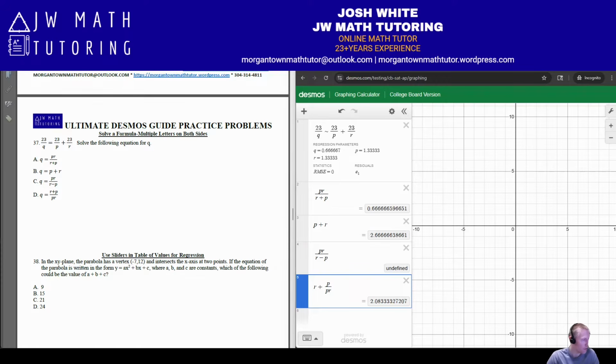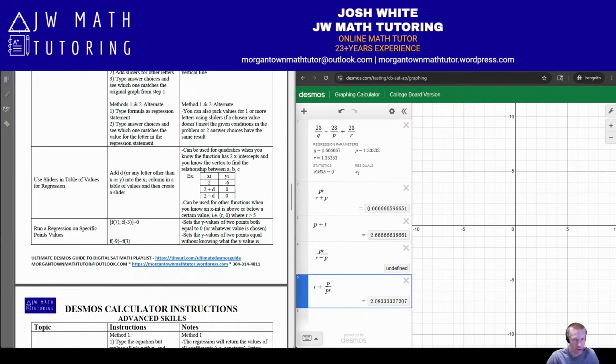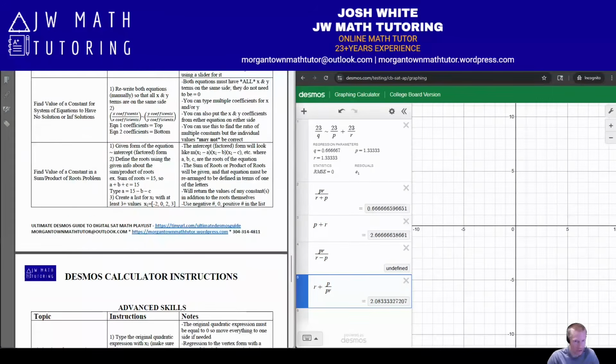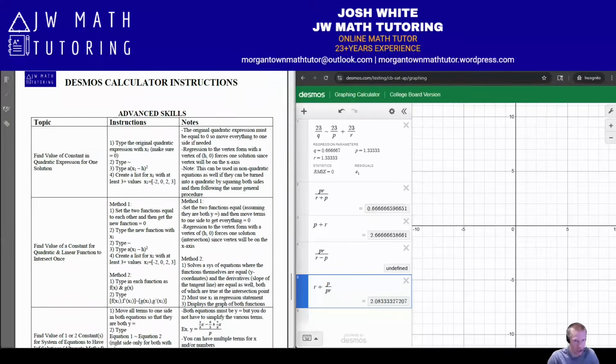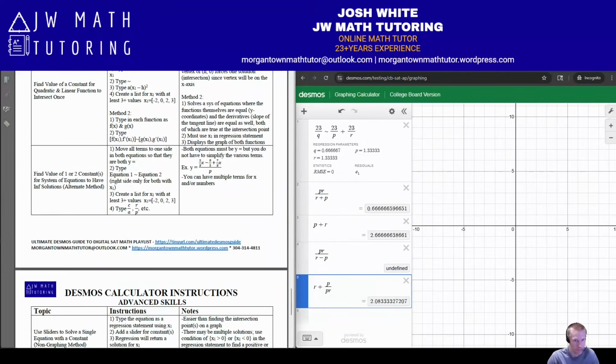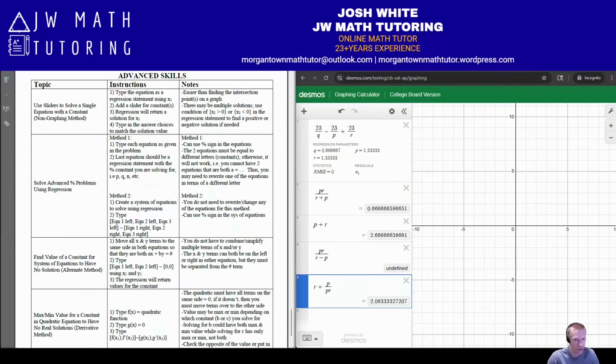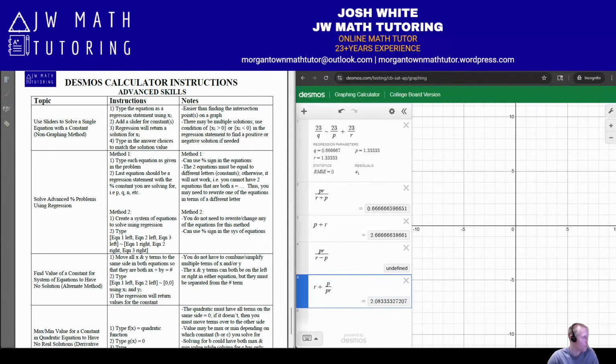All right, so now let's take a look at some of the new operations in the guide. So these are all going to be on the last page, basically page number 8 that we're up to now. Sorry, not page 8. Yes, page 8 right here. Okay, so first thing we want to look at, using sliders to solve a single equation with a constant non-graphing method.